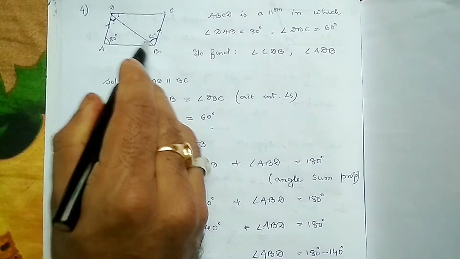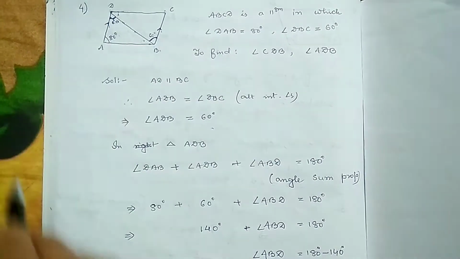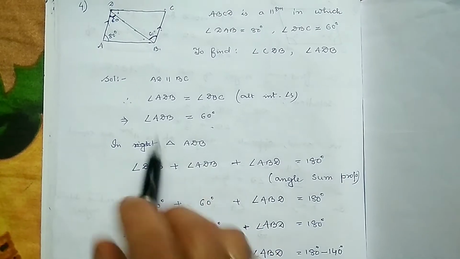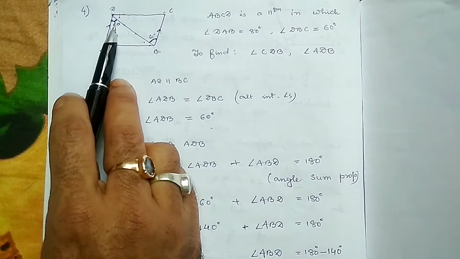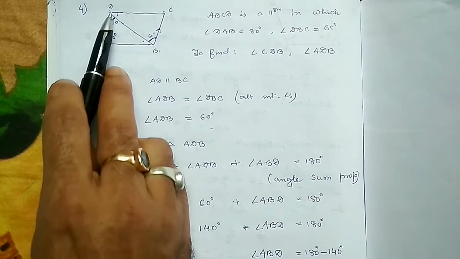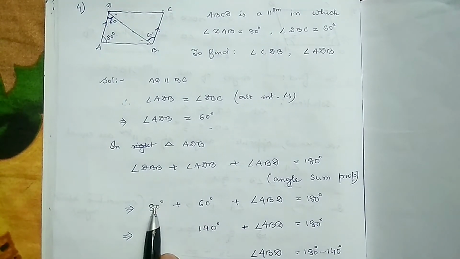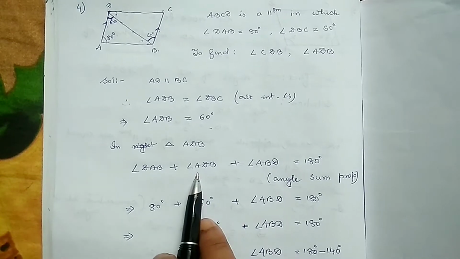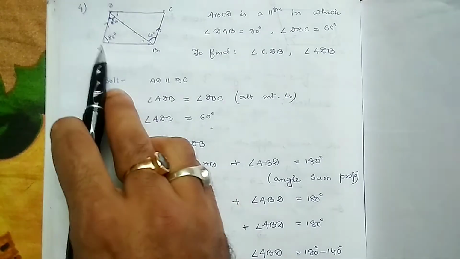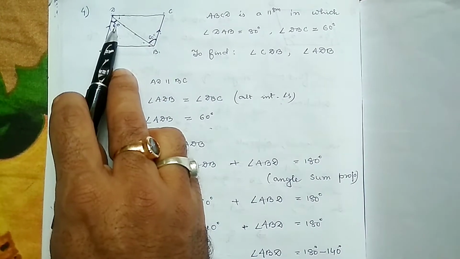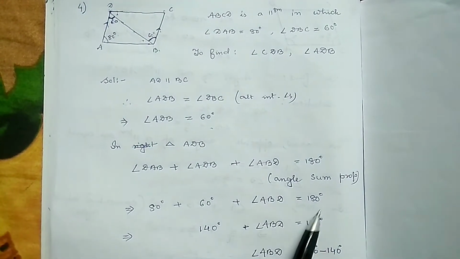And already we got this is 60. So in this triangle ADB, 80 plus 60 plus angle ABD, the sum of these three will be 180. So instead of angle DAB, we will write 80. Instead of angle ADB, we are writing 60, plus angle ABD equals 180.